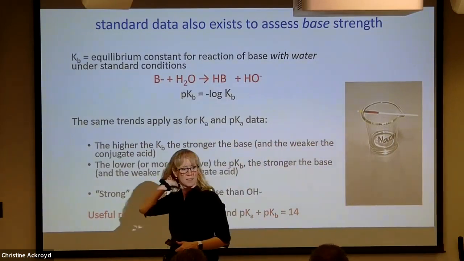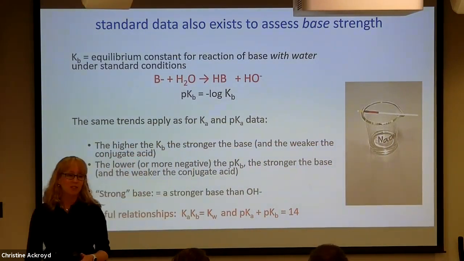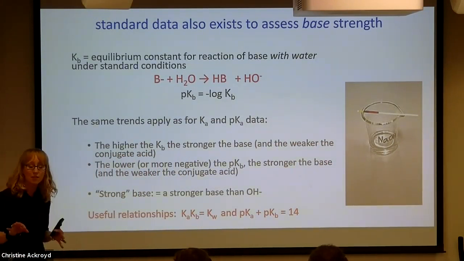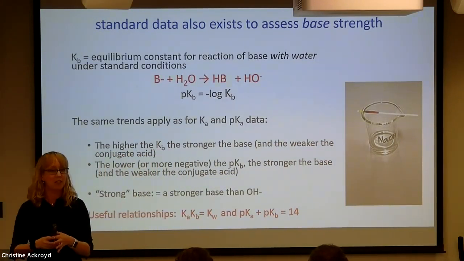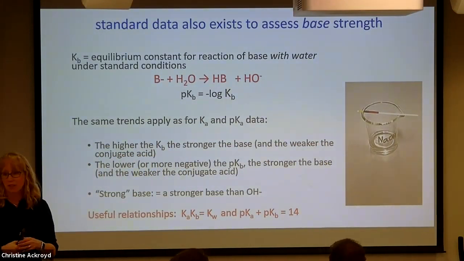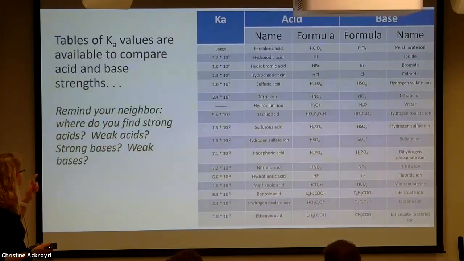Kw is always 1 times 10 to the negative 14th at 25 degrees Celsius. And we don't discuss or show you any other data for acid-base reactions other than at 25 degrees. We go back to the table.